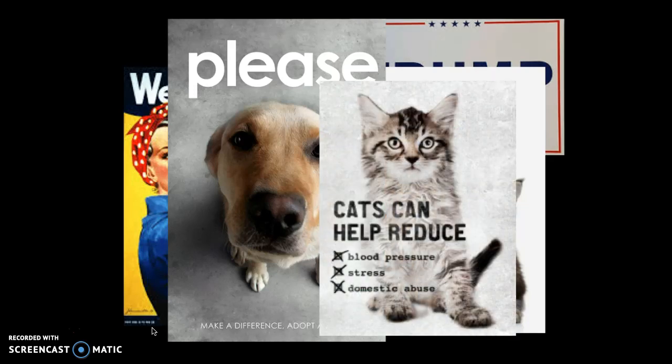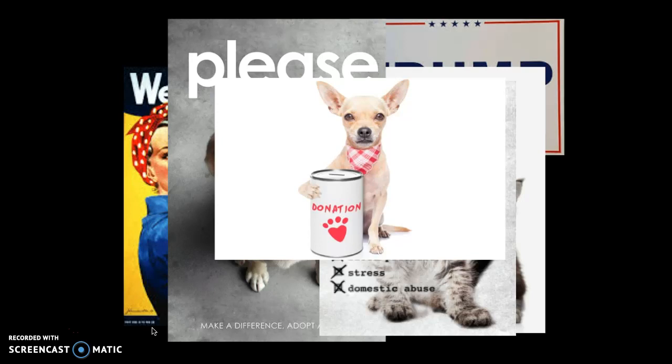These are some examples of some current animal campaign posters. This one's my favorite, the little chihuahua holding the donation can. A cool way to campaign for animals is to even list some items that you could donate so that others know what to bring to the shelters.